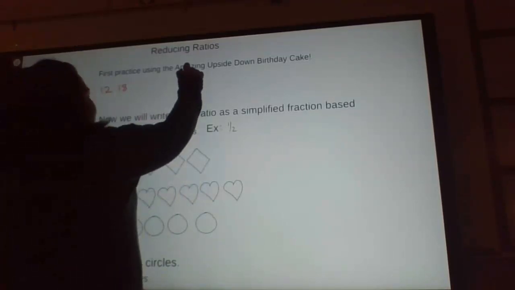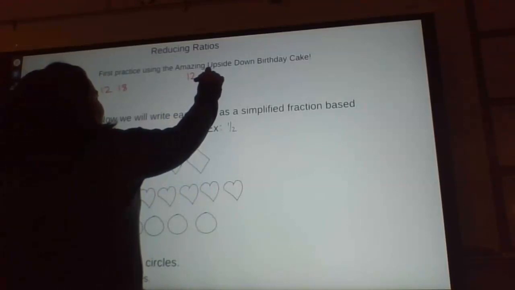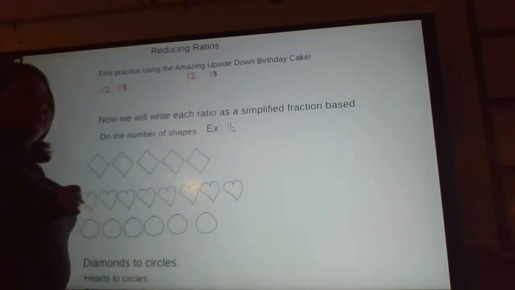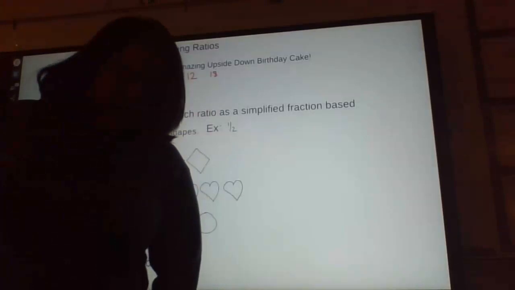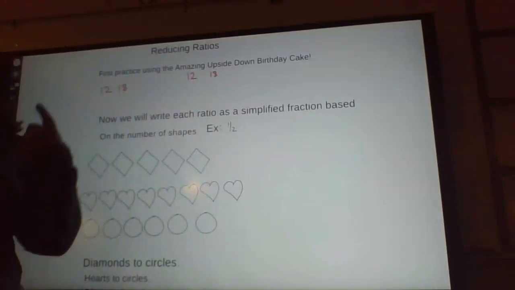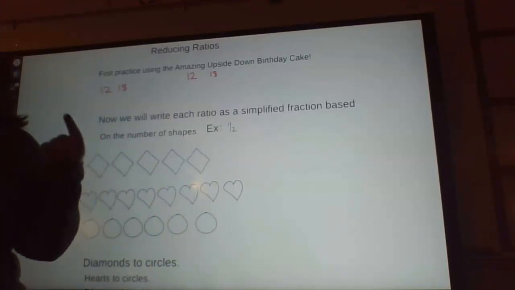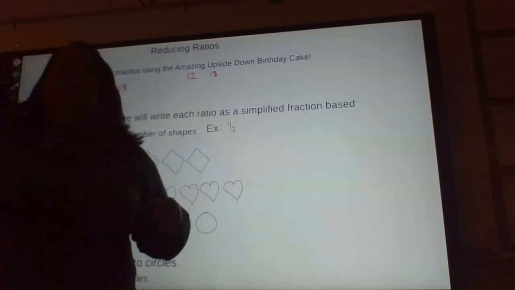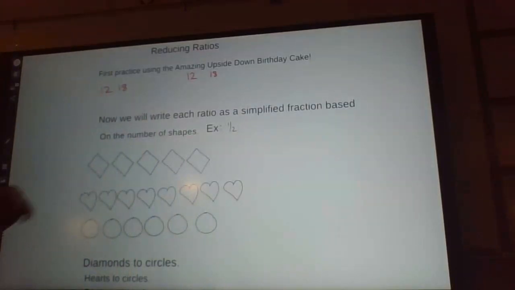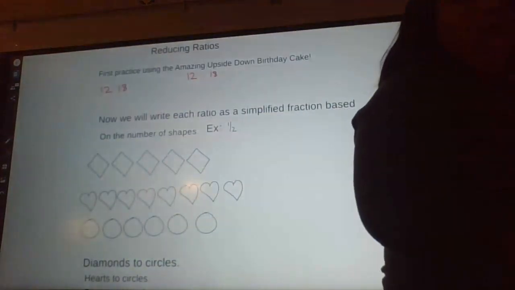Well, to do our upside down birthday cake, I'm going to write 12. I'm going to write 18. And I want to find the smallest number that goes into them. So I know that 1 goes into every number, right? Every number is at least divisible by 1 and itself. So I'm going to skip 1. I'm going to start with 2. Are 12 and 18 divisible by 2? What do you guys think?